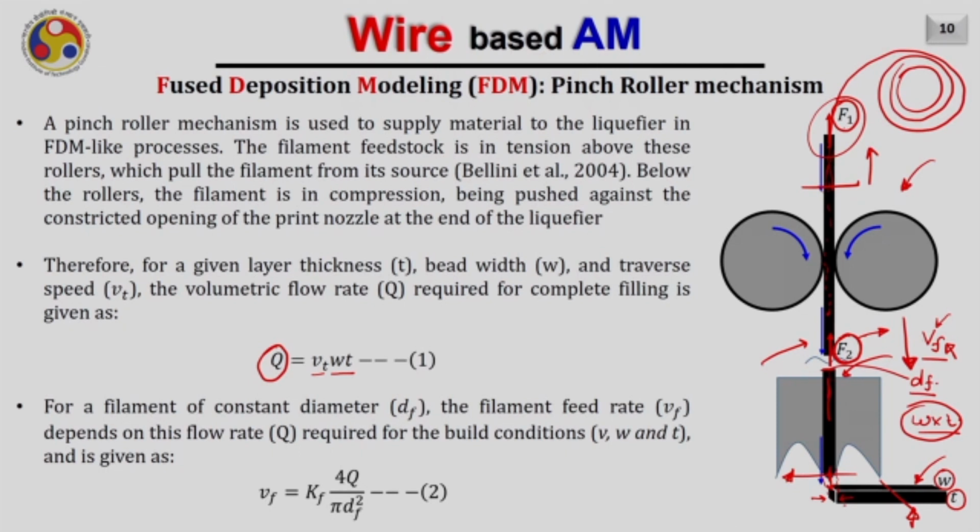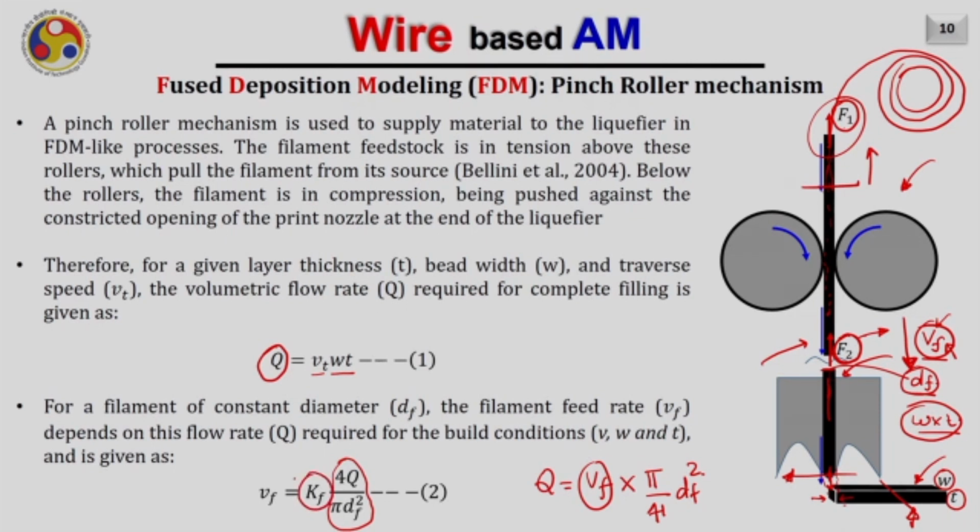So in that case, I can again find out the volume flow rate, and this volume flow rate Q will be equal to Vf, the velocity of the filament, multiplied by the cross section area of the wire, that will be pi by 4 df square. Therefore, I can find out Vf equals 4Q divided by pi df square, as written here in equation 2. But a correction factor Kf has been added here.